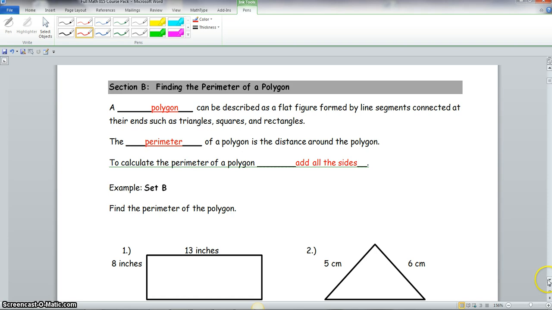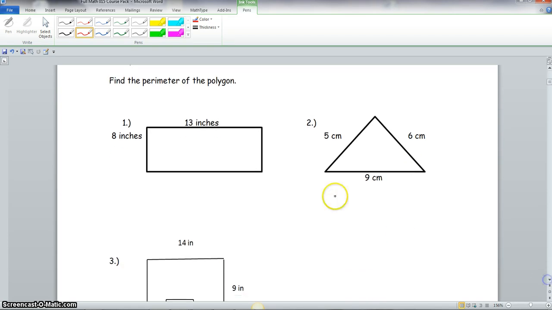So let's take a look here. We look here at number 1. We have 13 inches, 8 inches, but we have two blank sides here. We know with a rectangle, opposite sides are equal to each other. So this side here will also be 13 inches. And this side here will also be 8 inches. Okay, now we can add up all the sides.